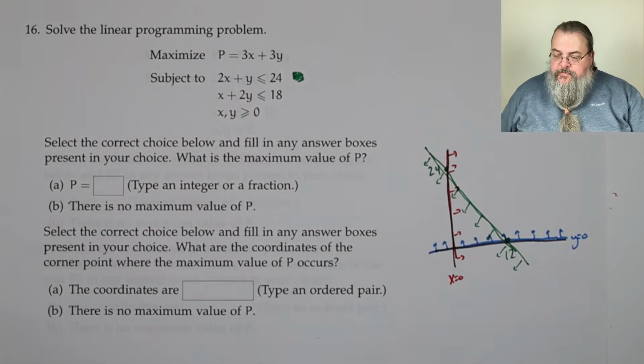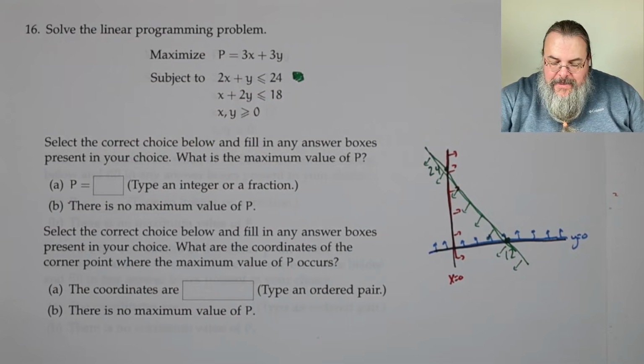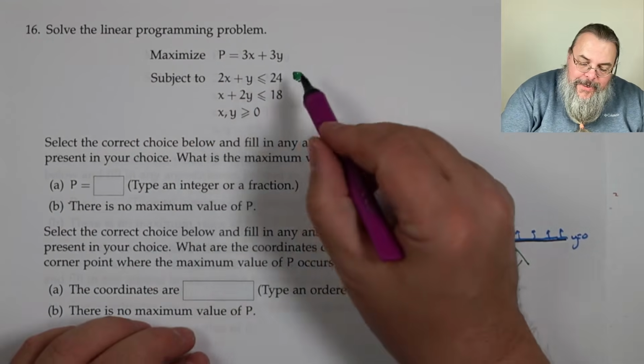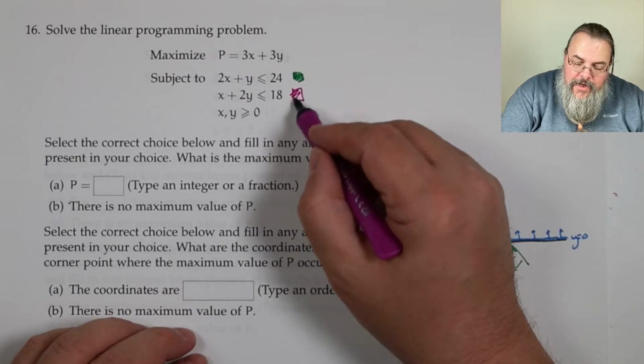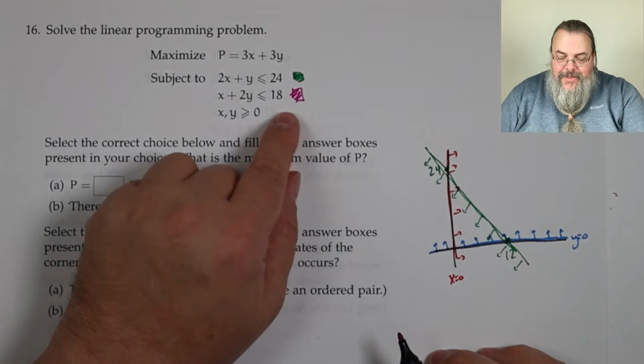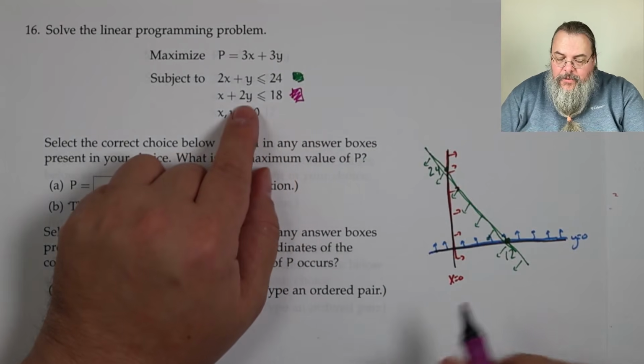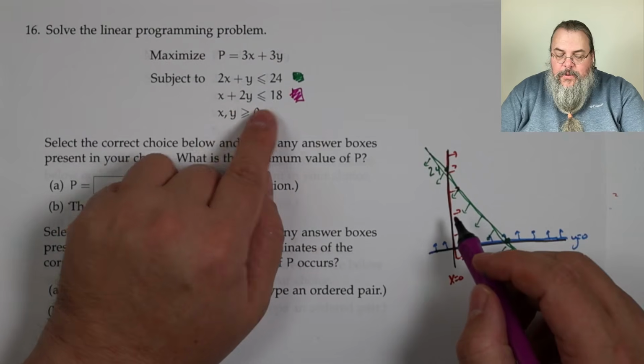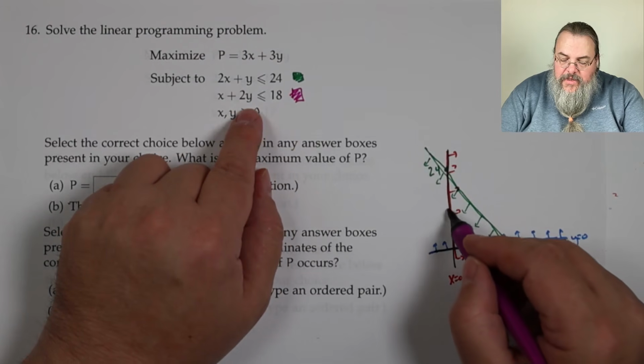All right. Now, I have another line. x plus 2y less than or equal to 18. Okay, let's mark this. Well, look for the intercept. Where does 2y equal 18? 9.